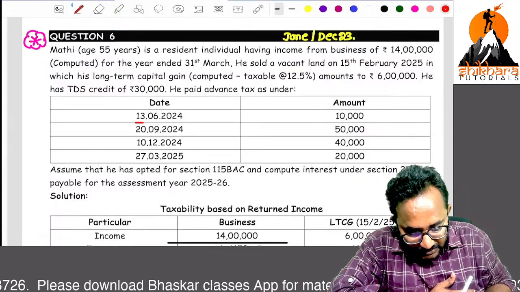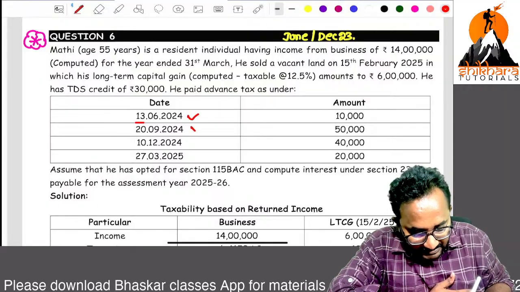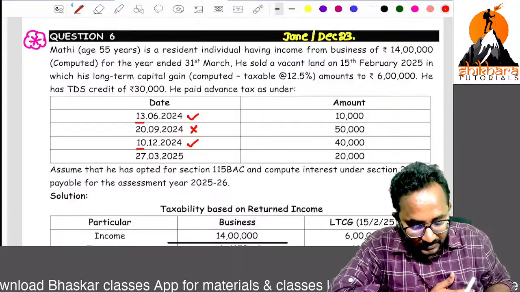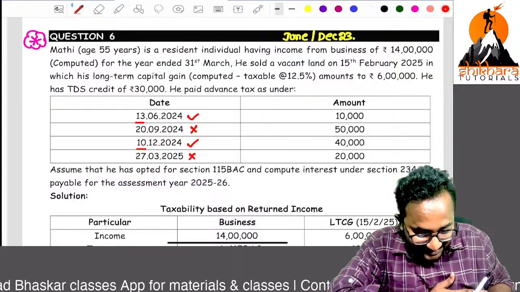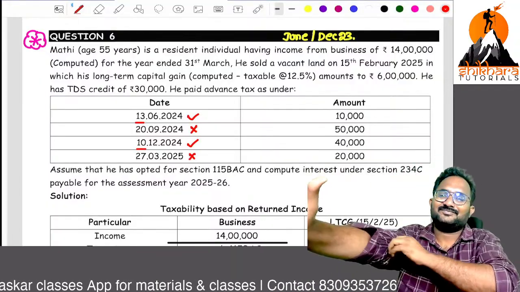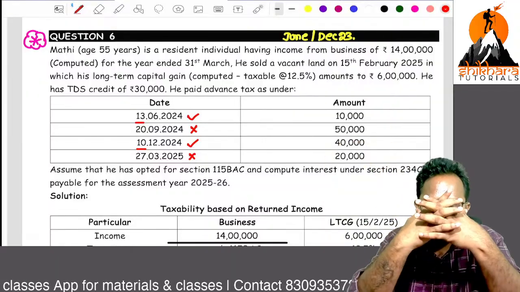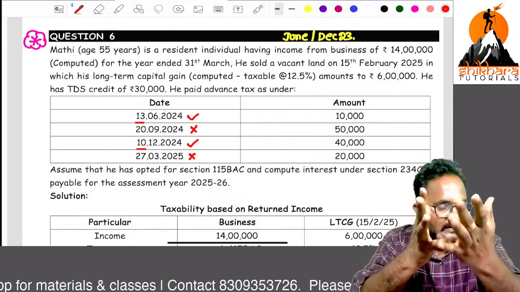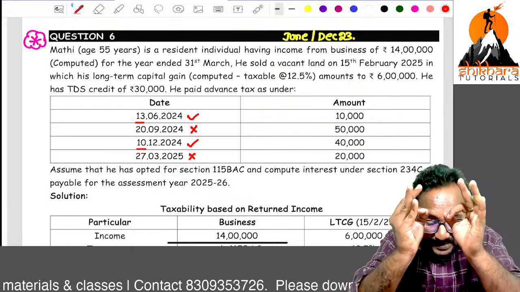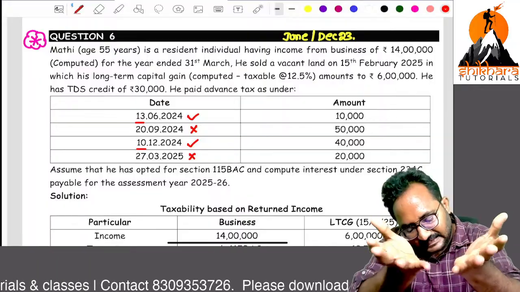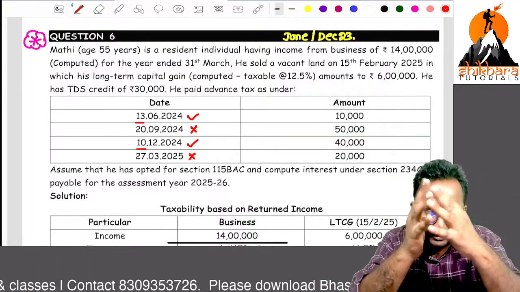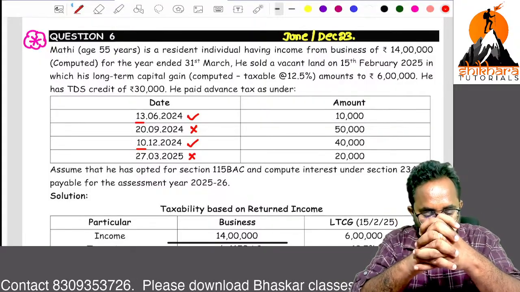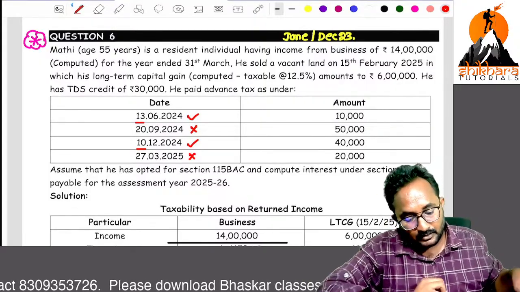Here you pay within the due date, but here deferment happens. That is the only difference. You understood, ma? You paid advance tax in 4 installments, but deferment has happened. First installment you paid within the due date, second installment deferred, third installment within the due date, fourth installment deferment has happened.